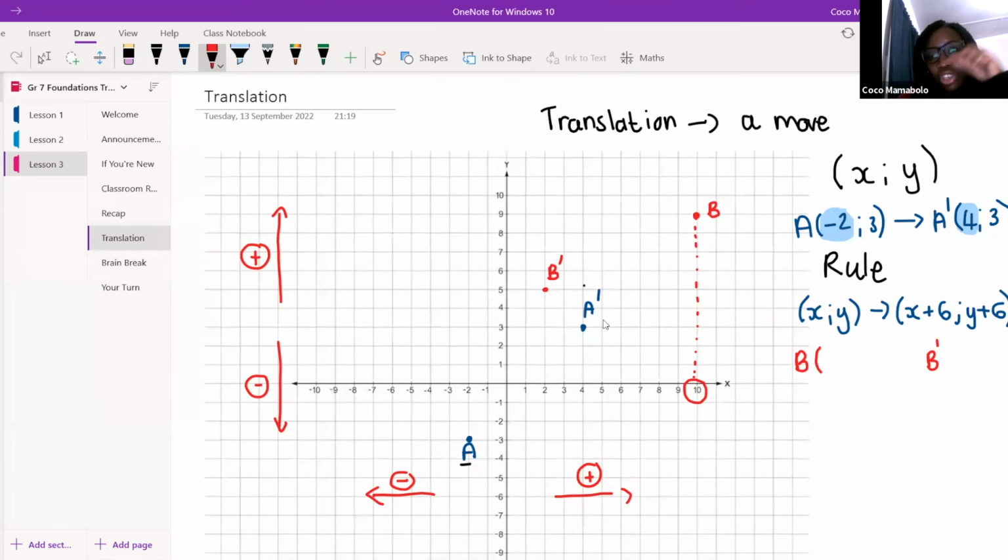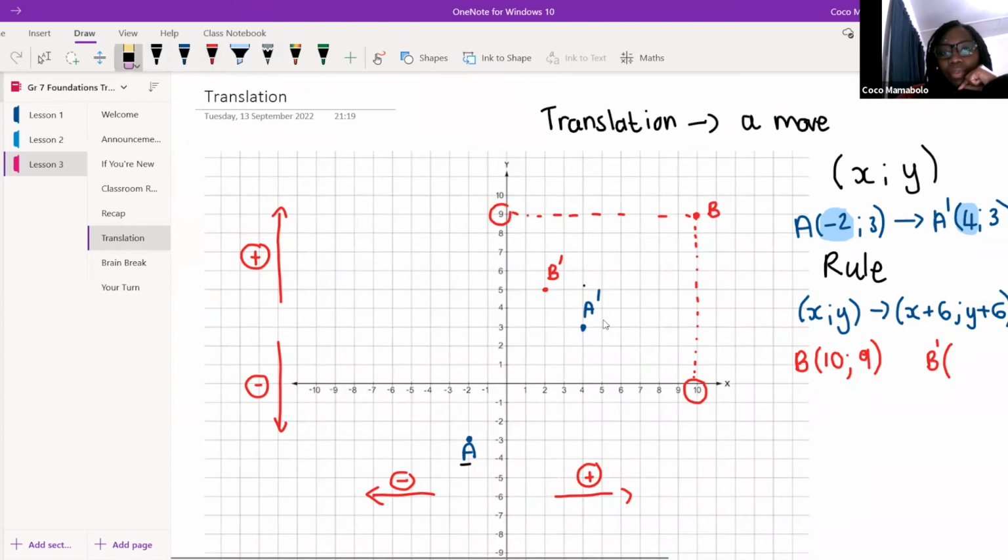Okay. Can you give me the coordinates for B? Okay, it's 10. And what is my Y coordinate? Where is it going to go to on the Y line? It's 9. Excellent, it's 9. And then I'm going to close my brackets. Where is B prime? Can you give me the coordinates for B prime for this one over here? So it's 2. Good, so 2, semicolon, and 5 in brackets. Excellent. Close brackets. Well done, amazing stuff.